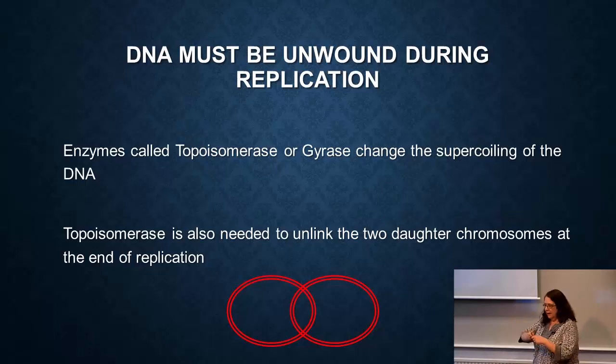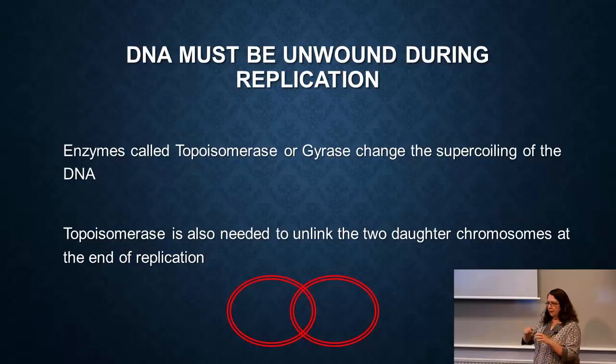All right, the DNA gets tension in it because you're pulling it apart and because of the supercoiling. So topoisomerases, or another name is gyrase, need to do the unwinding of the DNA so that the DNA replication can continue. The other place you need topoisomerase is at the end of replication.